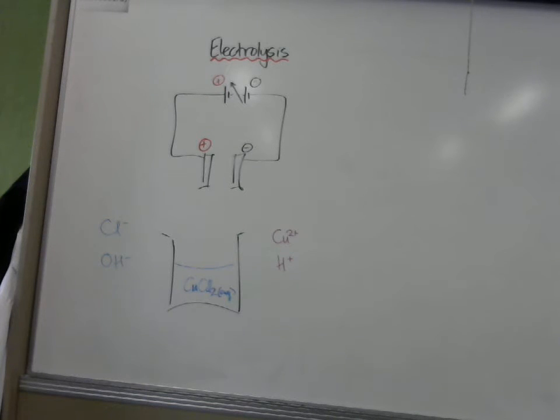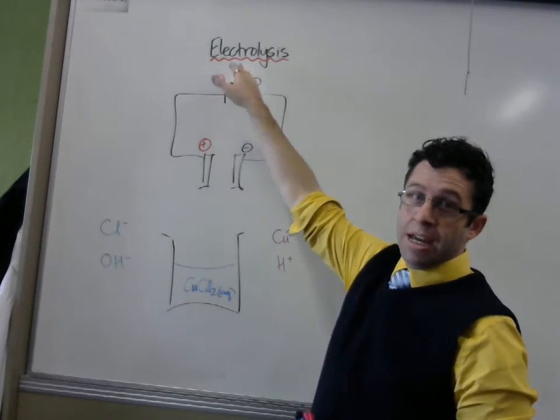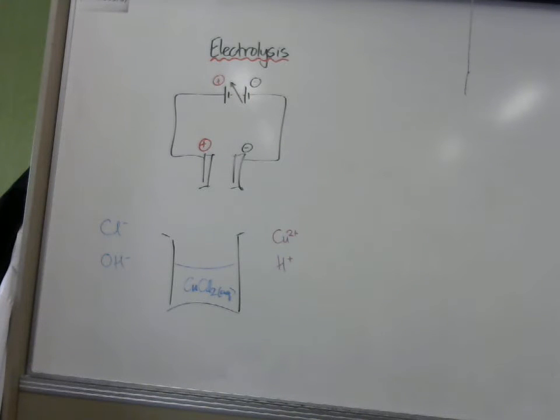Electrolysis is the complete opposite. It's where we're actually trying to break apart a chemical using an electric current. So it's the exact opposite. The only thing that stays the same is the rule about anode and cathode. The anode is where oxidation occurs, vowel with vowel. The cathode is where reduction occurs. So that rule stays the same.